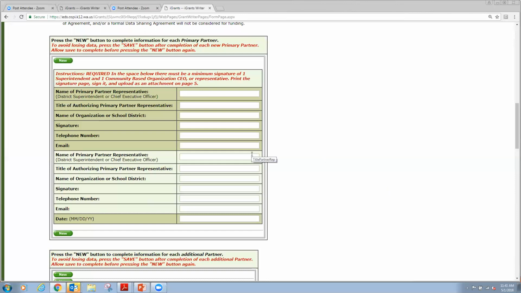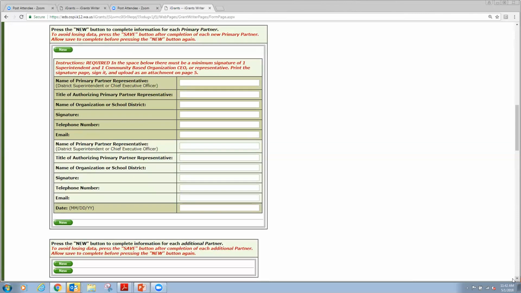And what's really important to remember about this specific section is right here where it says signatures. So after you fill it out and type it in, you have to print it, and your partners have to sign it with an ink signature, and scan it and upload it on the upload page on page 5, which is super important because that is a requirement to get past the screening process. And if you have more primary partners than you can fill in on this section, then you can click the new button again, and this same exact box, a mirror image, will pop up again.